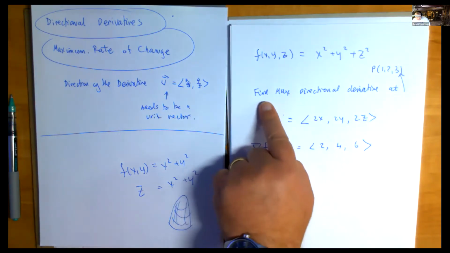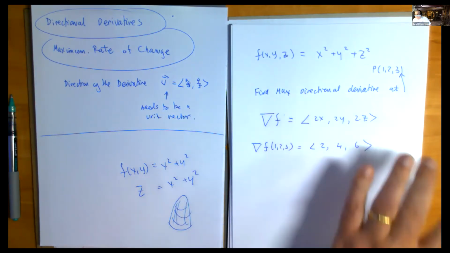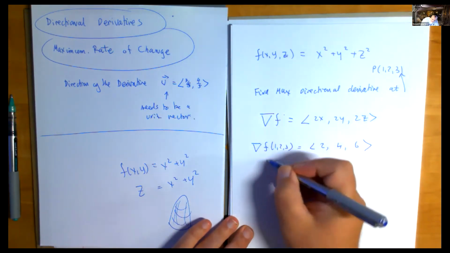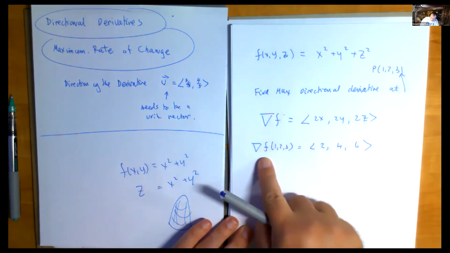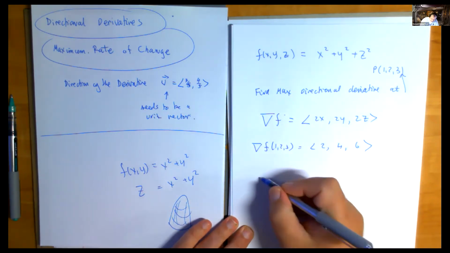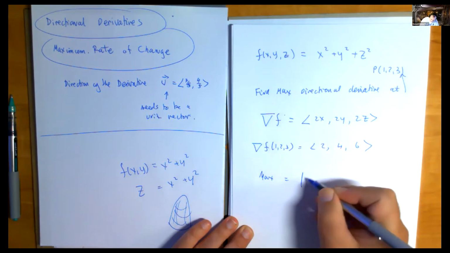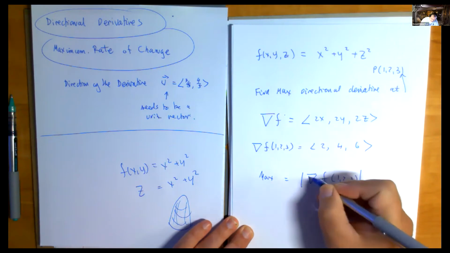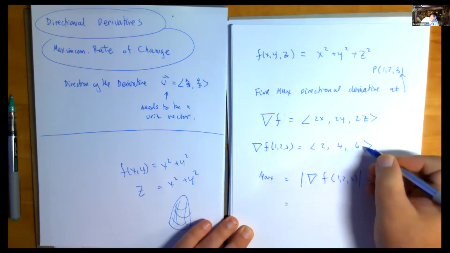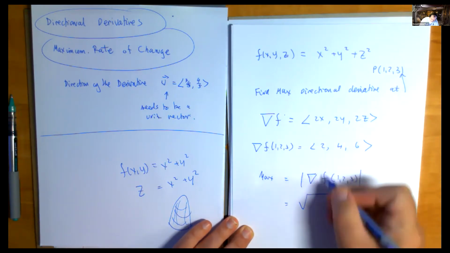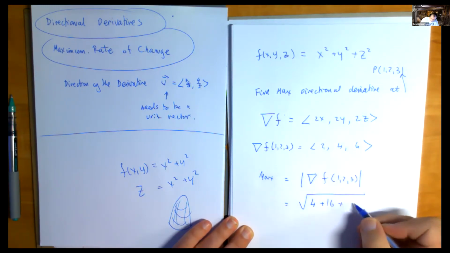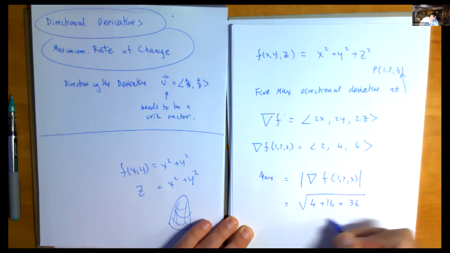And the answer is, what is the maximum directional derivative? What they're asking for is what's the value of it. And the cool thing is that it is the magnitude of this fella. So the maximum is the magnitude of the gradient vector. So in this case, what would that be? That would be 2 squared is 4, 4 squared is 16, 6 squared is 36. Looks like the square root of 56.